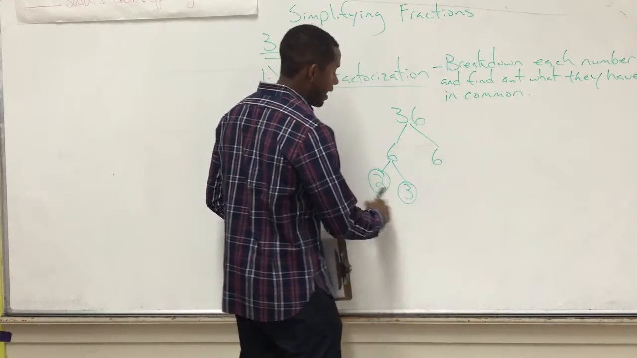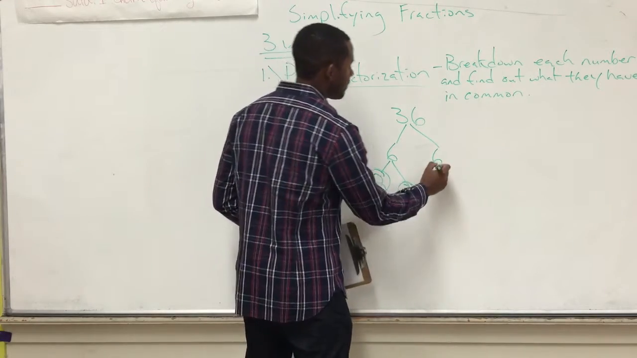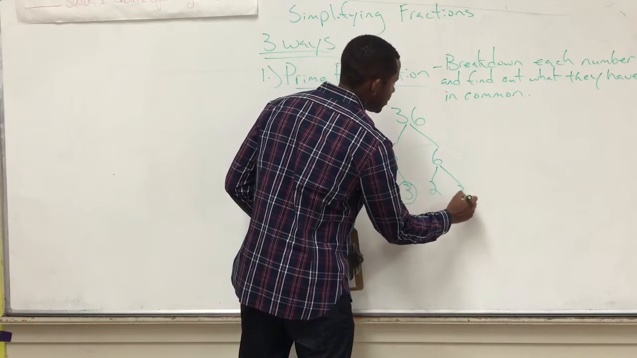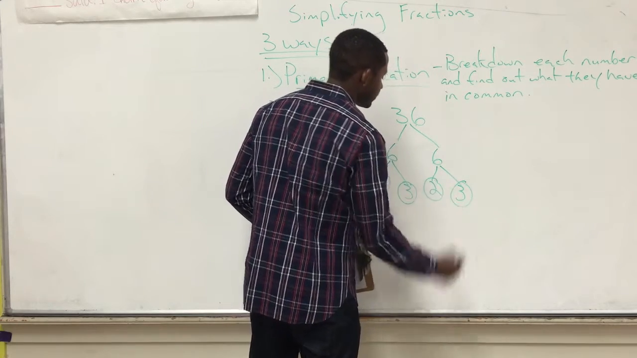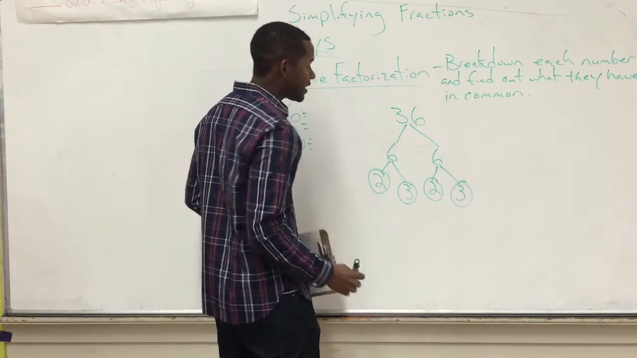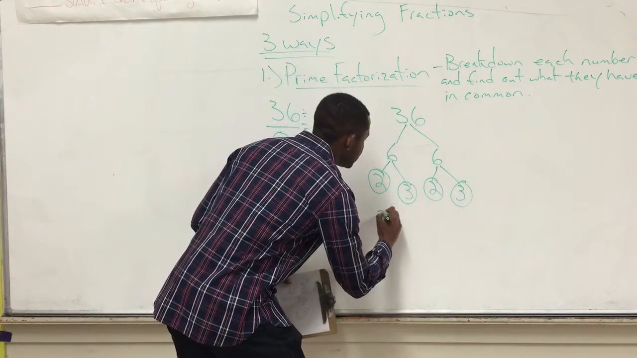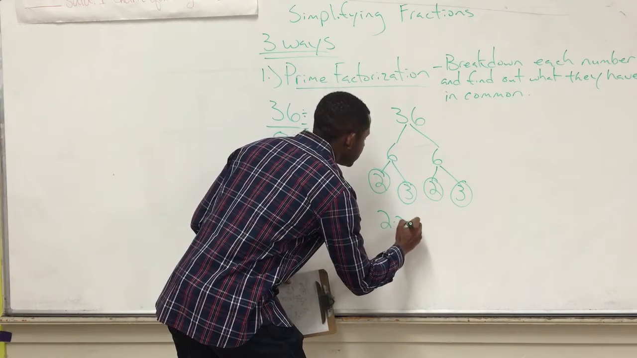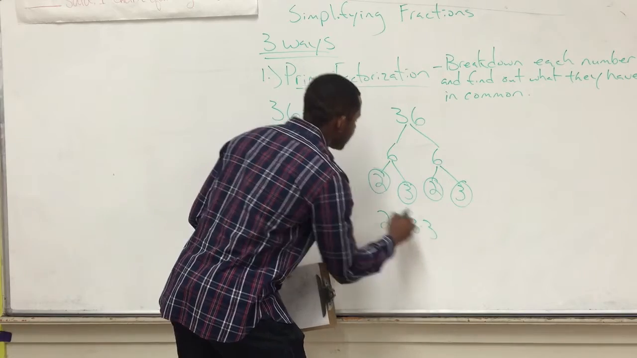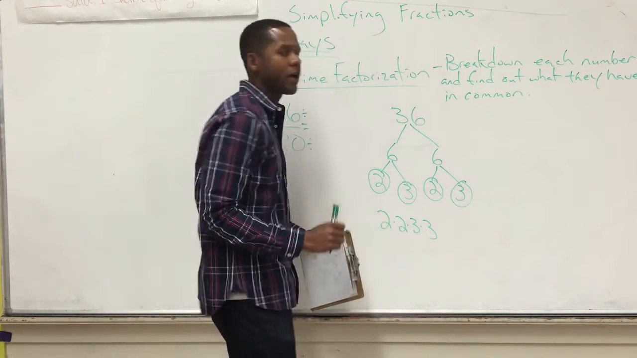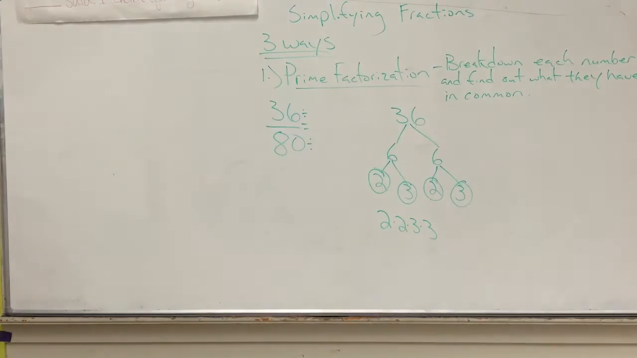Now I'm done. Everything here is circled, so I'm done. Gotta break this 6 down into 2 and 3 again. All right? So 36 actually turned into 2 times 2 times 3 times 3. 2, 2, 3, 3. All right? That's what I did. I'm gonna make sure you guys can see that. Oh yeah, you can see that.